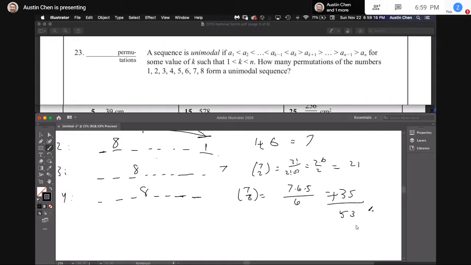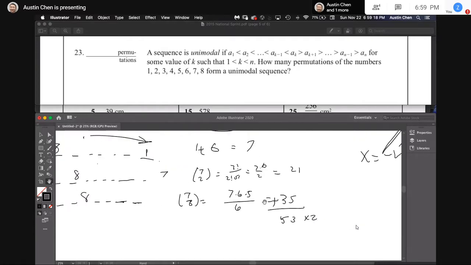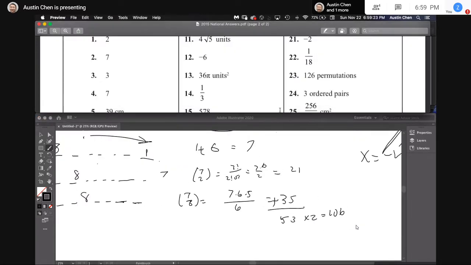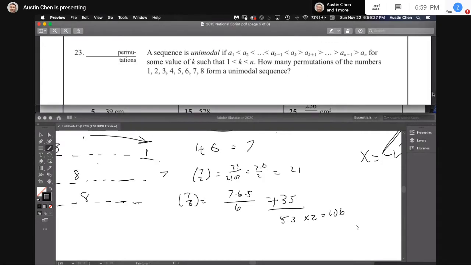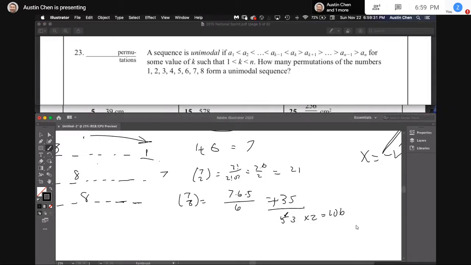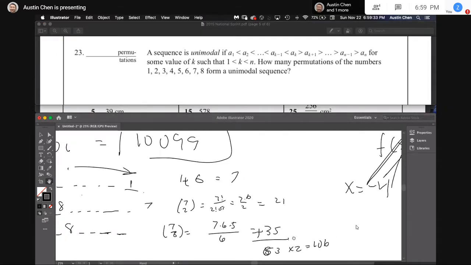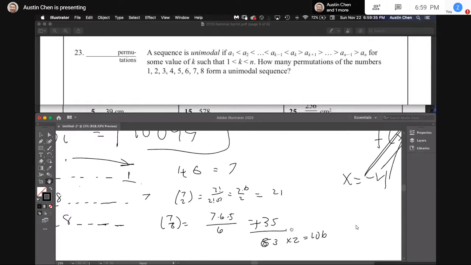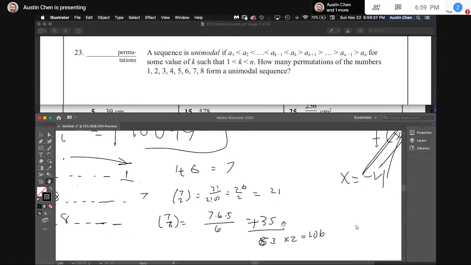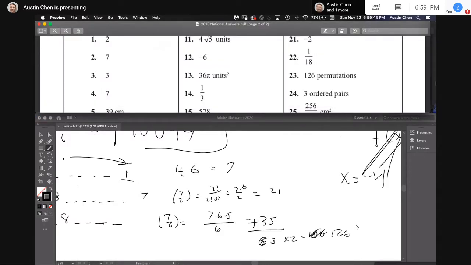And then we just need to multiply by 2. Yep, which will just be 106. Uh-oh. This should be 63. Yeah, it should be 63. So then this is 126. Yeah, it's 126.